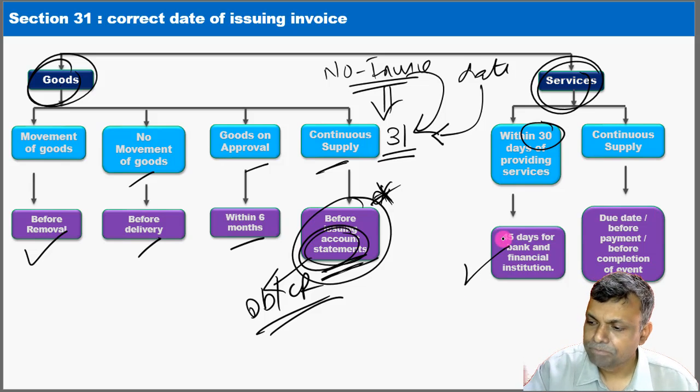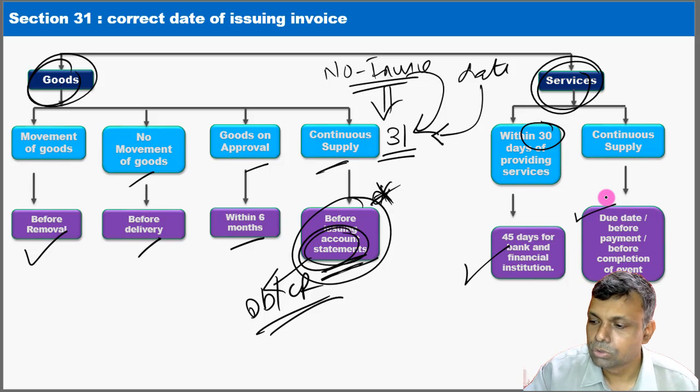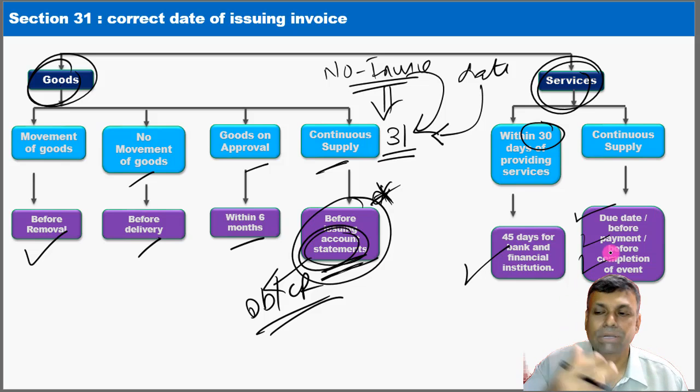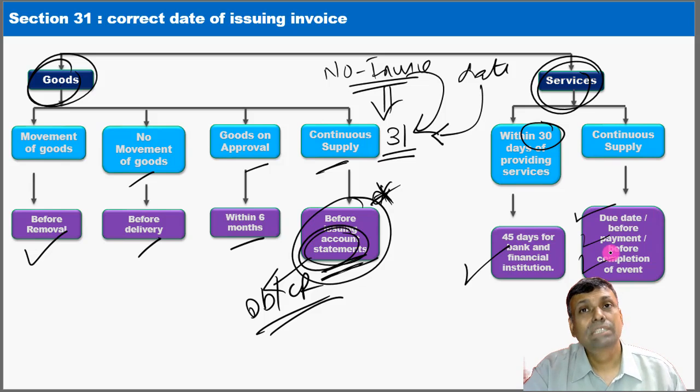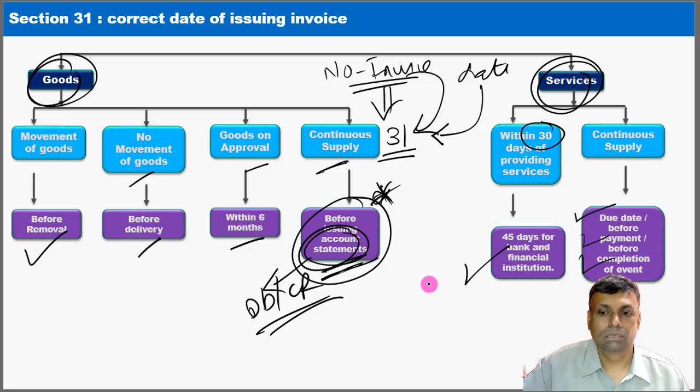For continuous supply, here is exactly a similar kind of modus operandi, but a little bit of a different concept, where the due dates are available for the purpose of payment, then such due dates should be understood, or before the payment or before the completion of the event. In other words, wherever there is a continuous supply, basically there's a different test which has been provided. So whichever test comes earlier, that particular test is the relevant date for the purpose of issue of invoices under this particular service. So this section 31 is basically going to guide you.